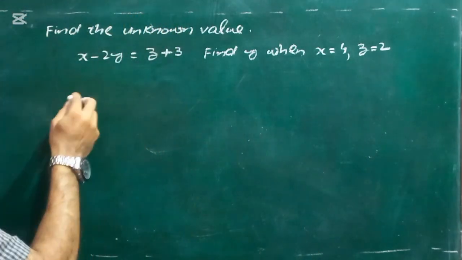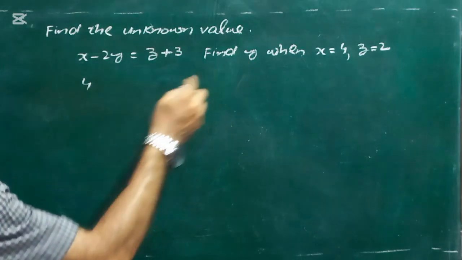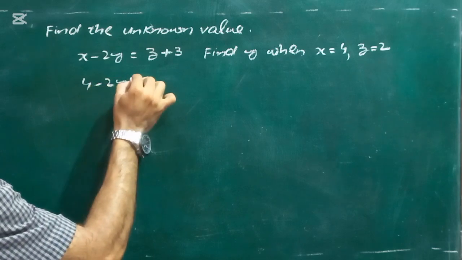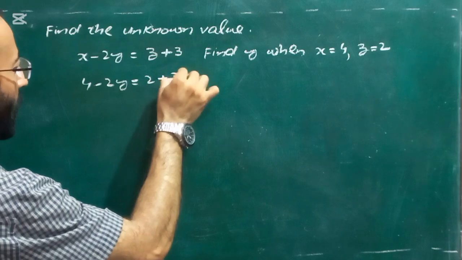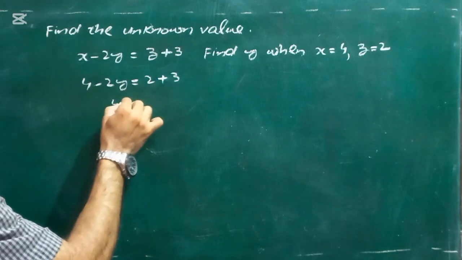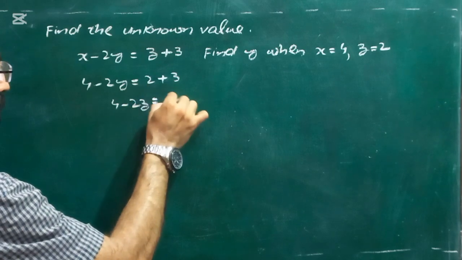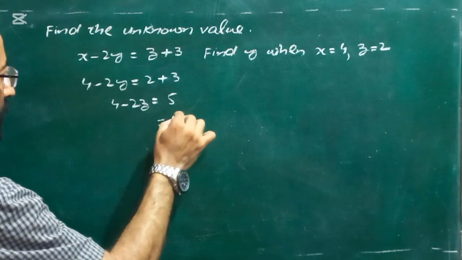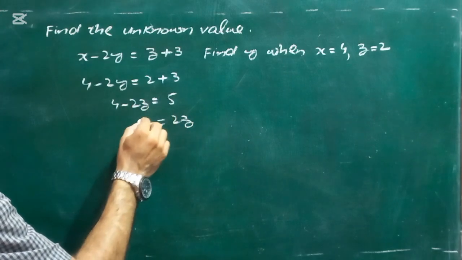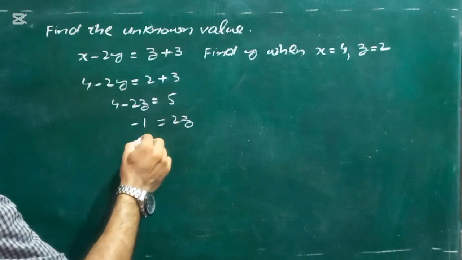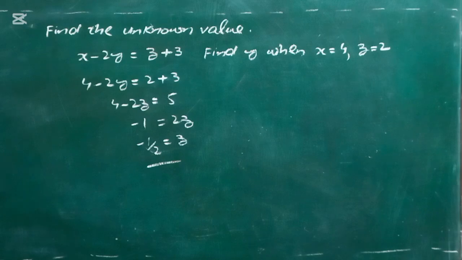So x is 4. So 4 will be placed in place of x, because y is missing. Y is the requirement. So this will be written as it is. On the right hand side, z's value is given, that is 2, and plus 3 will remain as it is. Now solve it further. 4 minus 2z is equal to 2 plus 3, which is 5. 2z will be shifted to the right hand side to make it positive, and 5 to the left side. So 4 minus 5 will be minus 1, and 2 will come to the denominator. So minus 1 by 2 is the value of z.